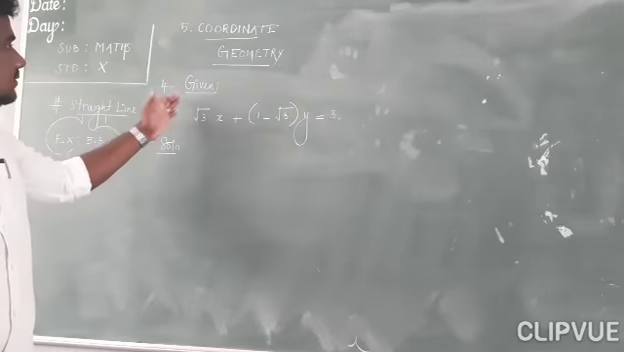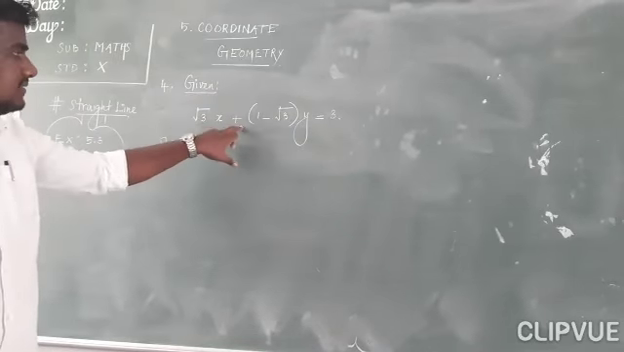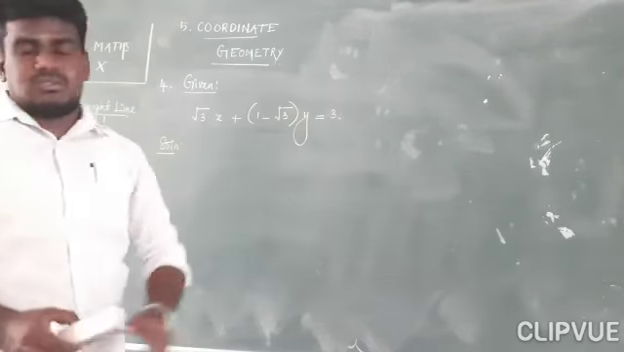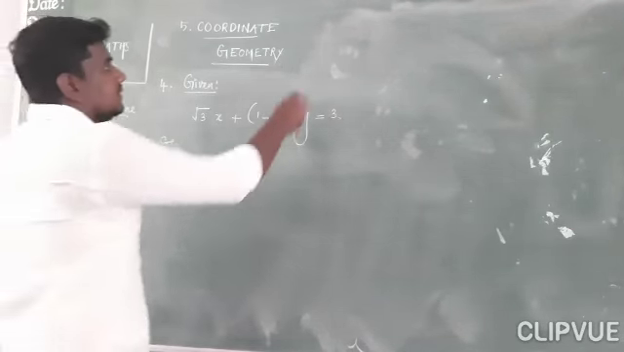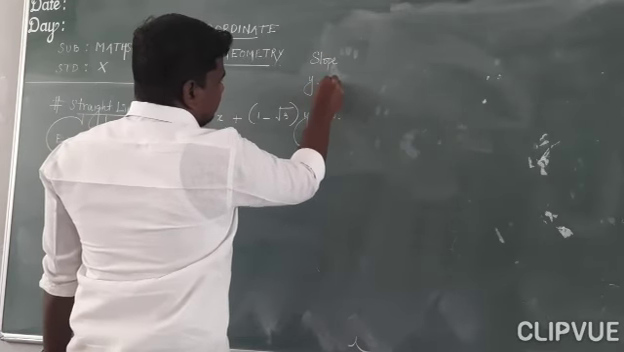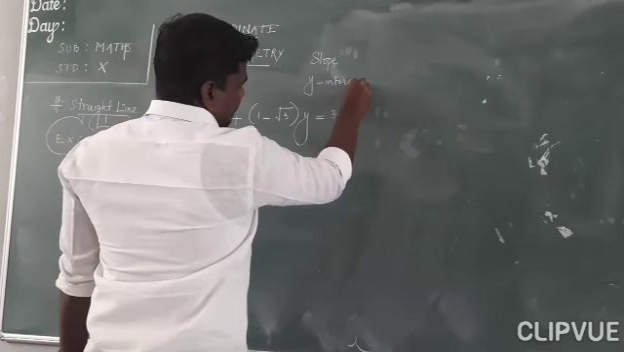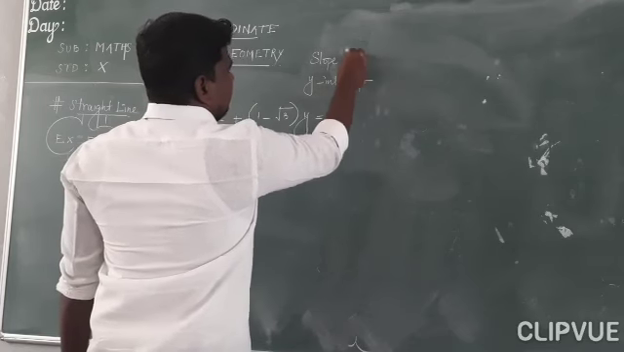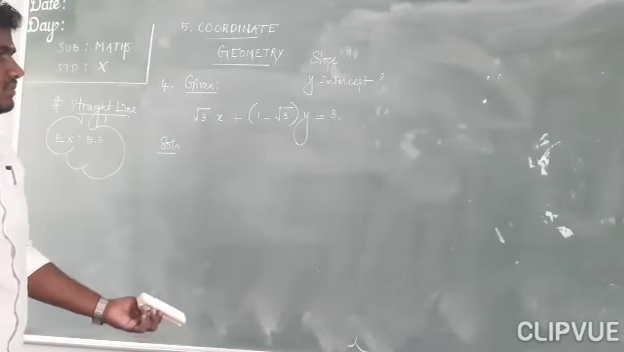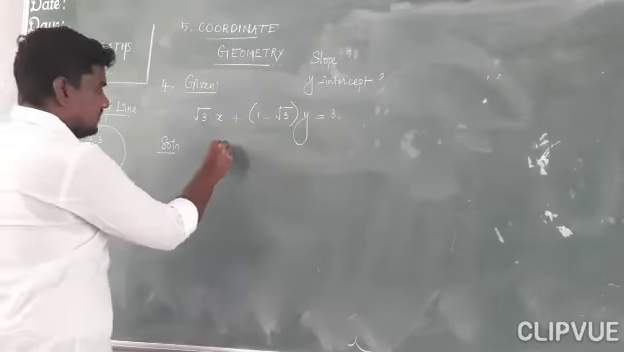Question number 4, given root 3 x plus (1 minus root 3) into y is equal to 0. Here we are going to find the slope and the y-intercept. Slope and y-intercept we are going to find by using the concept of y is equal to mx plus c.